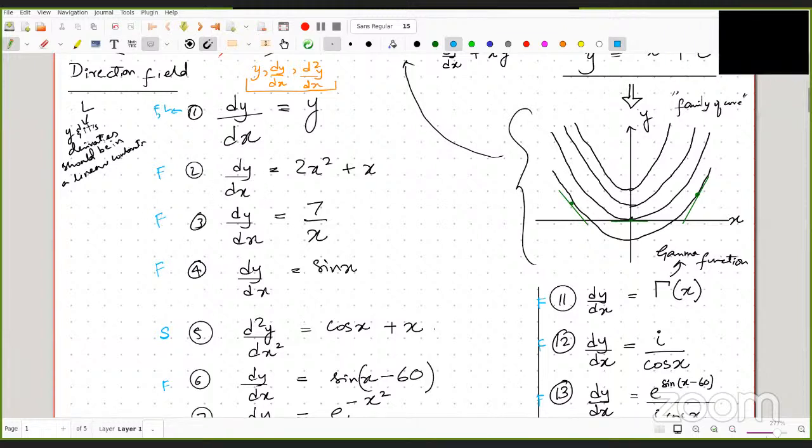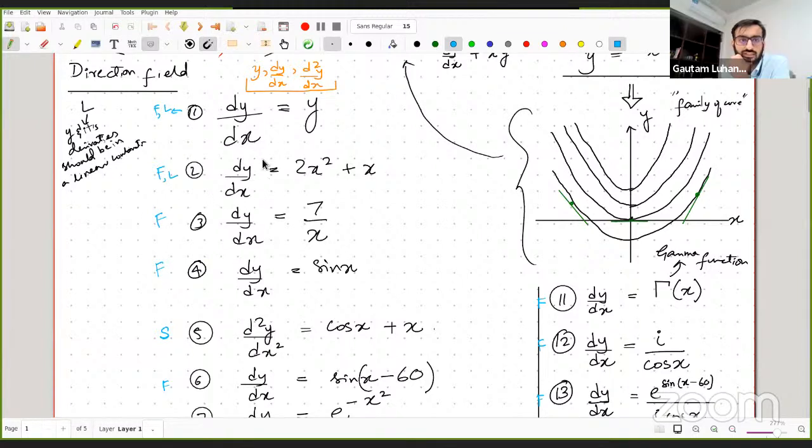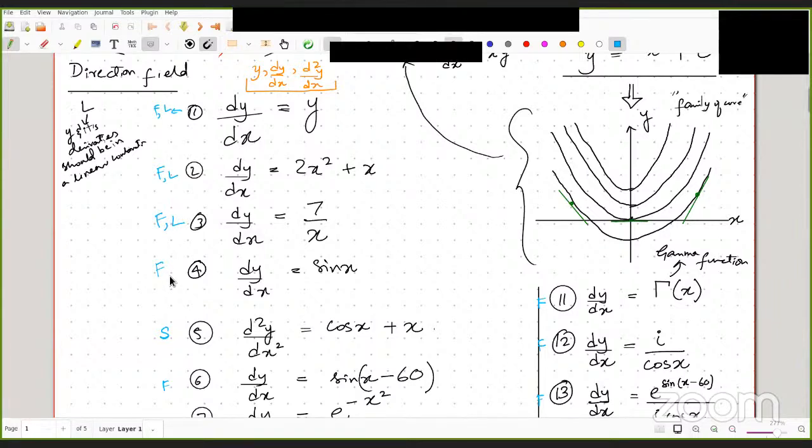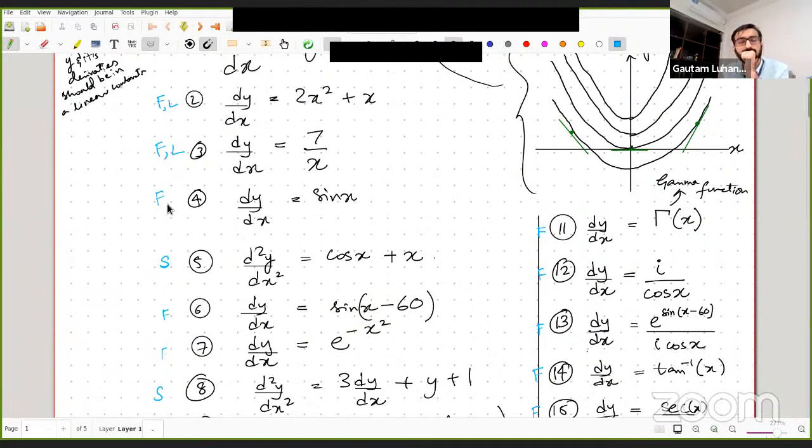Yes, sir. Yeah, dy by dx is fine. The coefficient here is 1. That's fine. There's no other term in y or a derivative in y. So that's fine. What about this one? Yes, it's linear. Number 4.